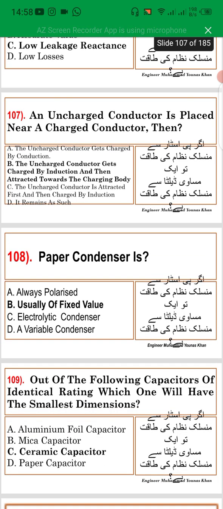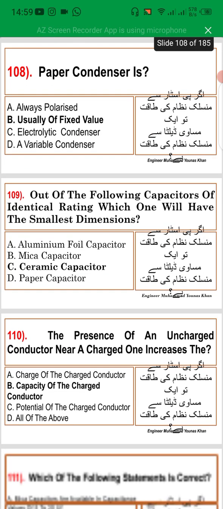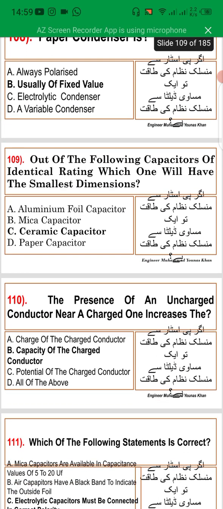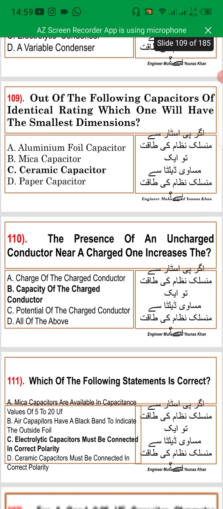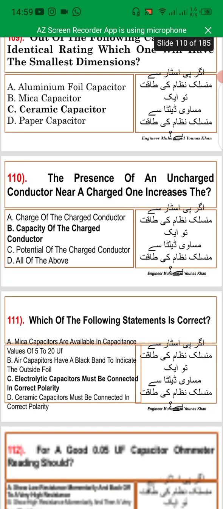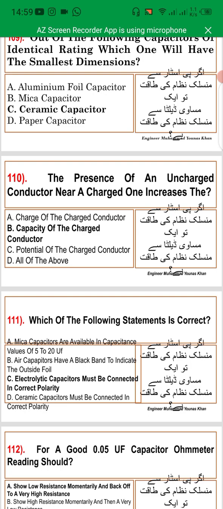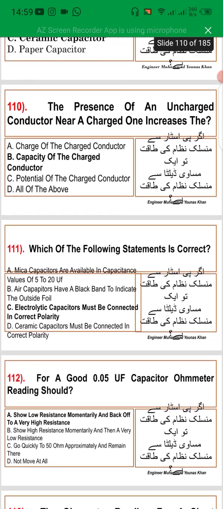An uncharged conductor, when brought near a charged conductor, gets charged by induction and is then attracted toward the charging body. Paper condenser is usually a fixed value. Out of the following capacitors of identical rating, which will have the smallest dimension? Ceramic capacitor.